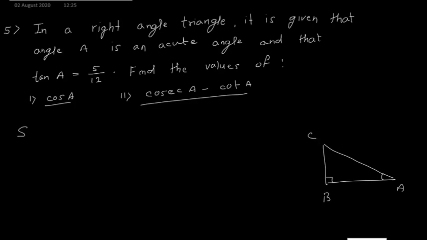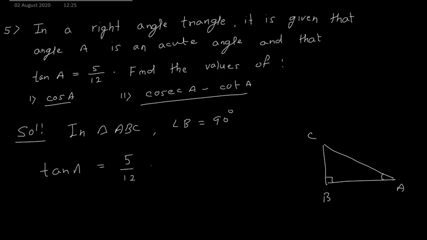So in the solution I will say that in triangle ABC, angle B is 90 degree, angle A is an acute angle, and tan A is given as 5 upon 12. Tan A is equal to 5 upon 12. Now tan A is opposite upon adjacent, so this is BC upon BA. So the ratio of BC upon BA is 5 upon 12.